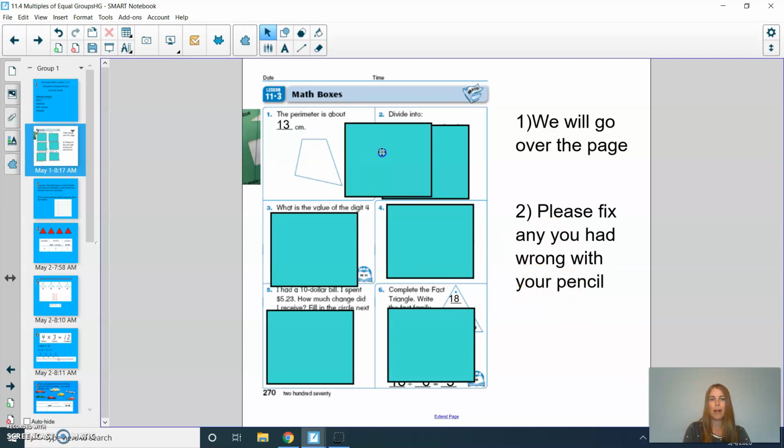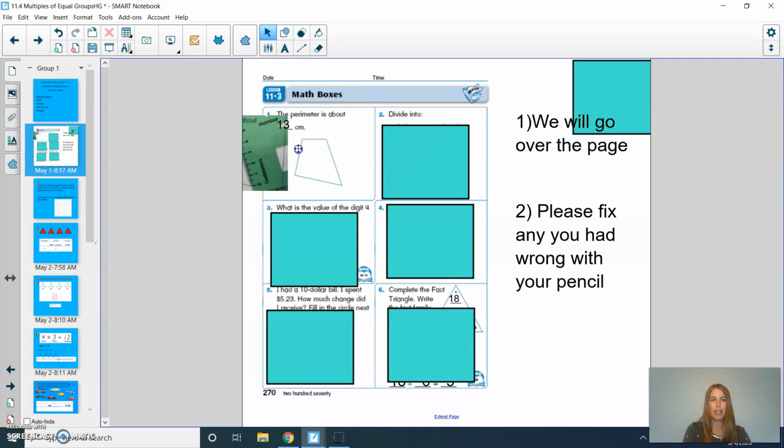For question number 1, when we're figuring out the perimeter, we are taking a look at our template and measuring each of those 4 sides to find out how many centimeters we have. Once you measured all 4 sides and added them up, you should have had an answer of 13 centimeters.